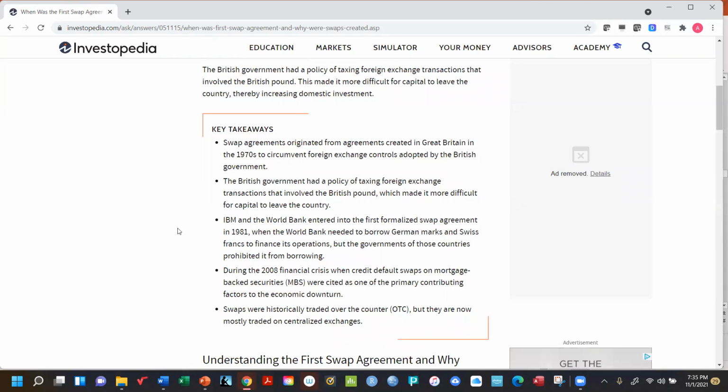So what IBM did was they borrowed, I think, dollars, and they swapped them. Sorry. IBM borrowed German marks and Swiss francs, which it didn't need, and it traded them to the World Bank for dollars. That's what it was. So in other words, because IBM could borrow any currency it wanted to, but the World Bank, for whatever reason, couldn't borrow German marks and Swiss francs, they basically agreed to borrow the other one's currency and then make the trade. So IBM borrowed the marks and Swiss francs and traded them to the World Bank in exchange for dollars. So that became the first swap.